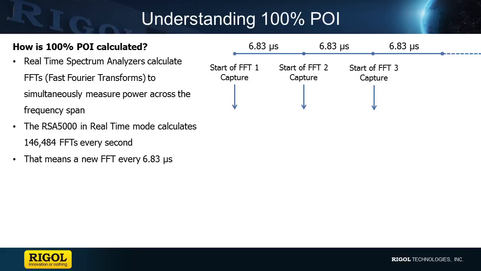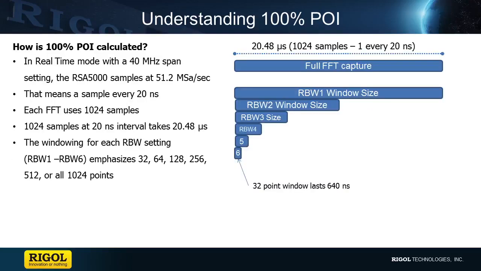A real-time spectrum analyzer uses FFTs, or fast Fourier transforms, to simultaneously measure power across the span. The RSA 5 calculates its FFT every 6.83 microseconds. Each of those FFTs has 1,024 points. With a 40 meg span, the sample rate is 51.2 megasamples per second. So each sample is 20 nanoseconds, which means that the full FFT takes 20.48 microseconds.